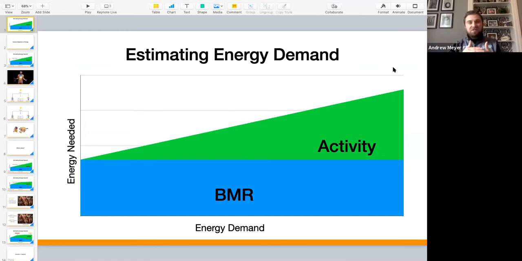Activity is just how much extra you would need to function. Now, stress actually can get lumped into that activity area as well. It's something that often people forget about. They just look at activity as a multiplier, but activity is really a type of stress. So different forms of stress actually increase our energy needs.